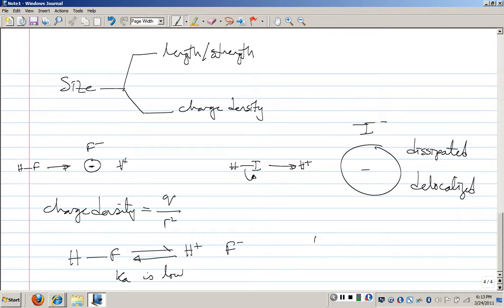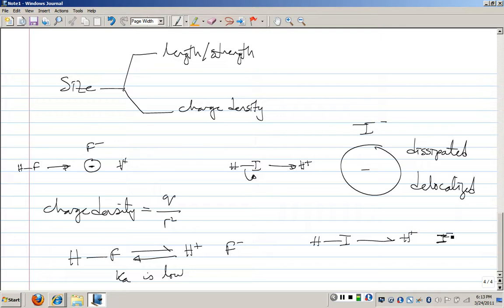On the other hand, HI will ionize. The bond is long, the bond is weak, so it's going to ionize pretty well and give rise to H+ and I-. But I- is a big species. So yeah, it's got a minus charge on it, just like the F.